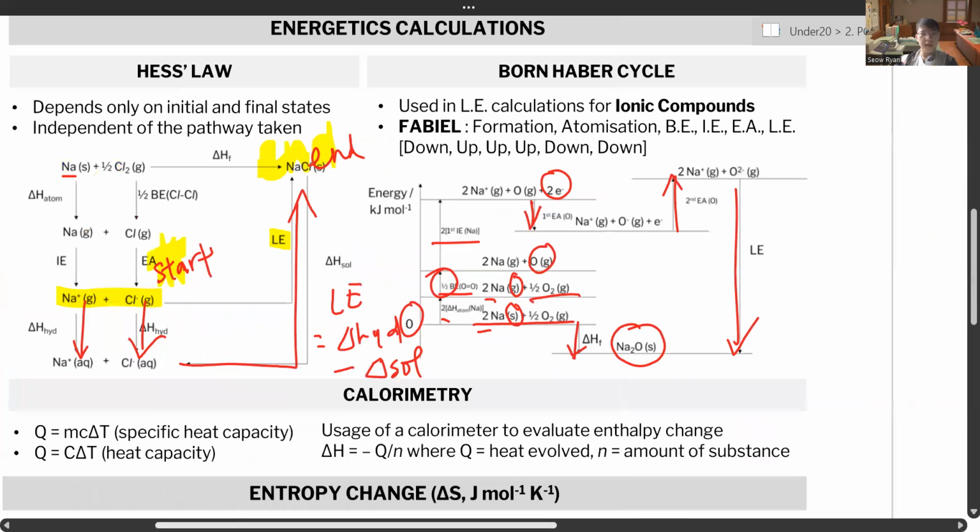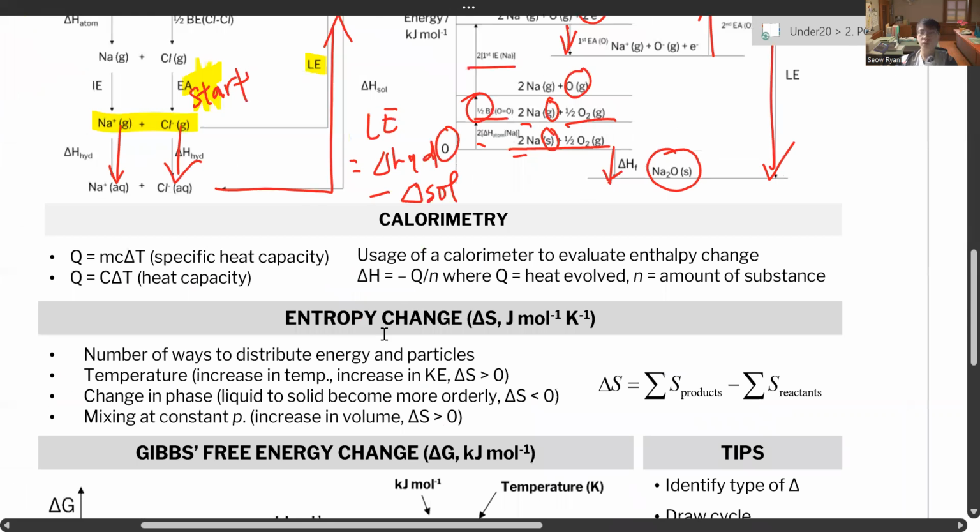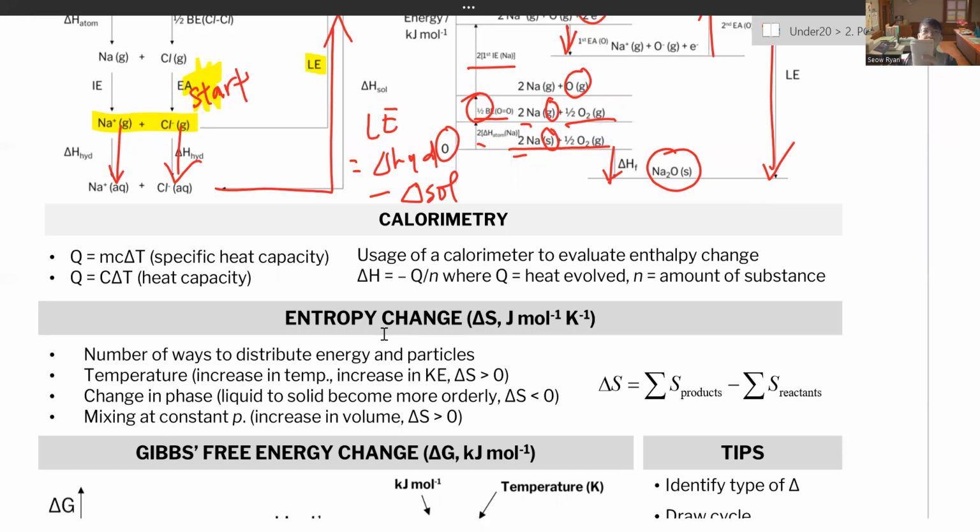Okay, the next important part is calorimetry. Calorimetry is like when you put the solution in a cup and you put a thermometer inside and measure the temperature change of a particular reaction perhaps. So there are two main formulas that you need. One is specific heat capacity and the other one is heat capacity. The difference between the two of them is that specific heat capacity includes the mass inside. Okay, so mc delta T, and to calculate the enthalpy change, it just uses this formula, negative q over n, where n is the number of moles of whatever you are calculating.